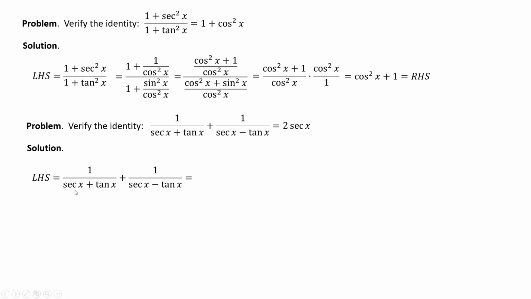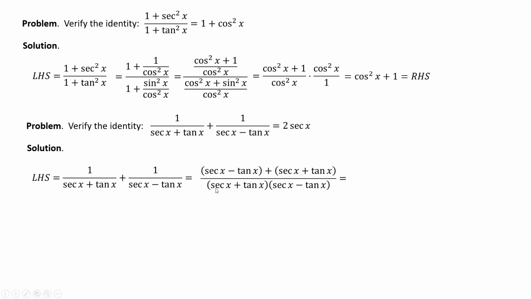Adding the fractions. What's the common denominator? This times that. Secant x plus tangent x times secant x minus tangent x. And when we do that, we end up with the secant x minus tangent x plus secant x plus tangent x on the top. Cool. Hey, that simplifies. That simply reduces to there's a negative tangent x plus tangent x. That just goes to 0. And so we have a secant x plus secant x, which is 2 secant x on the top.